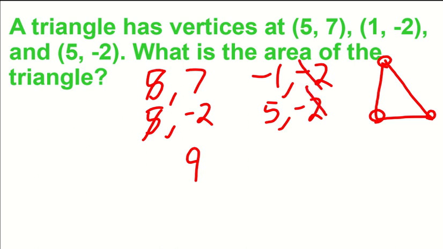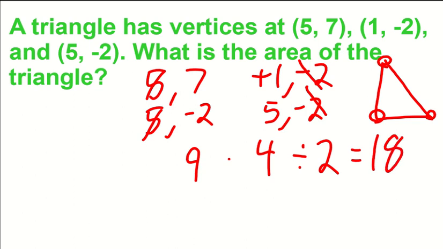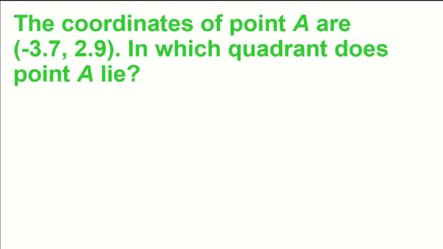So then from, oh, sorry, that should be +1. From 1 to 5, that's a distance of 4. And then to find the area, base times height divided by 2. So 9 times 4 is 36. 36 divided by 2, 18. Okay? Any questions on that? I said, for the most part, we've been doing very well with those, so hopefully that continues.